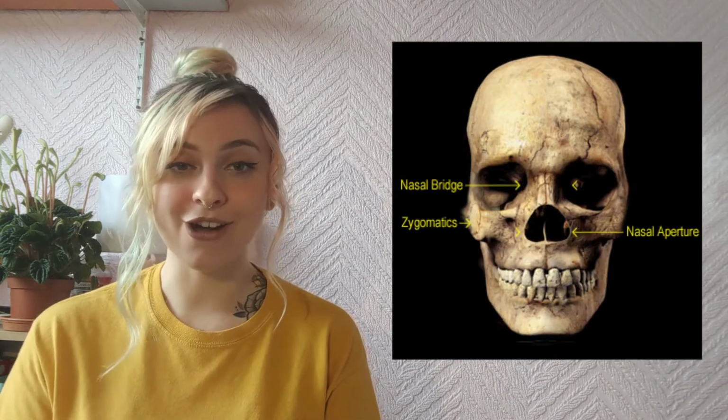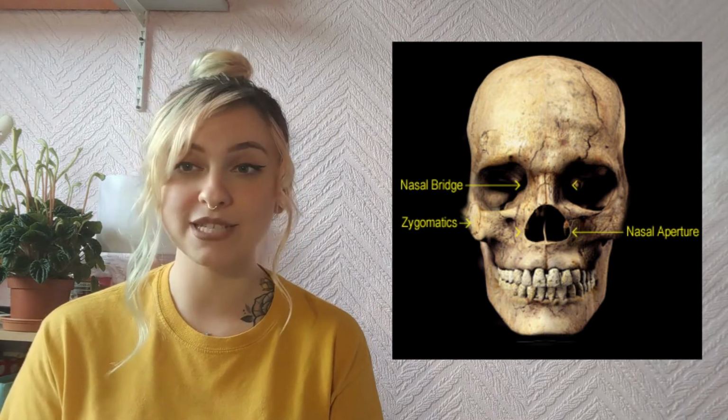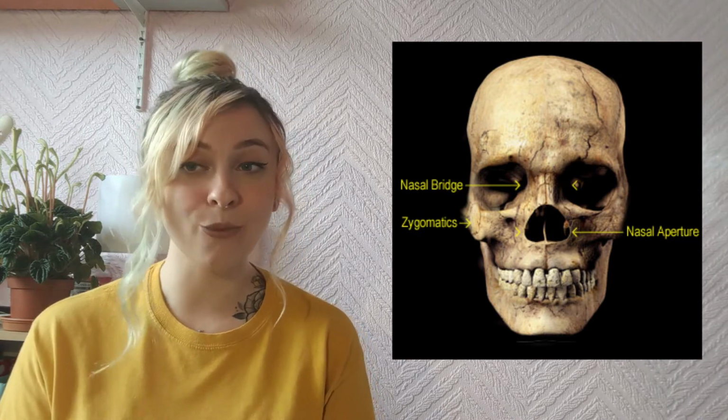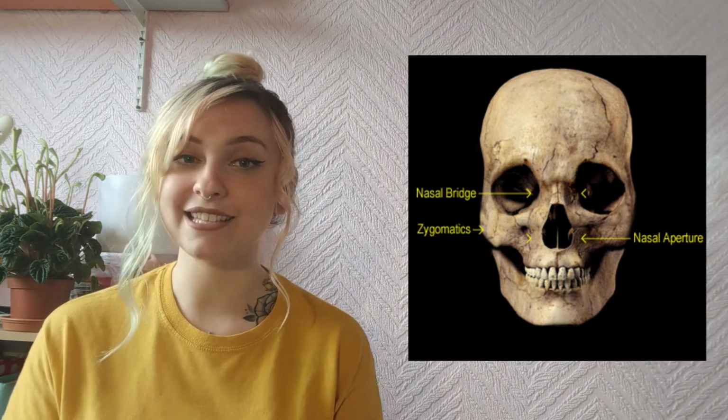In skulls of African ancestry, the nasal bridge is broad and more rounded, the nasal aperture is wide and the orbital shape is more rectangular. In skulls of Asian ancestry, the nasal bridge is wide and tented. The nasal aperture is moderate, so in between European and African, and the orbital shape is more rounded.